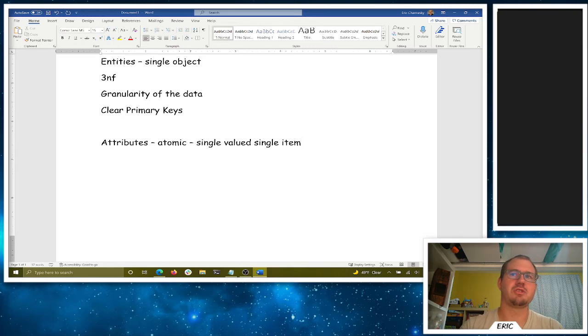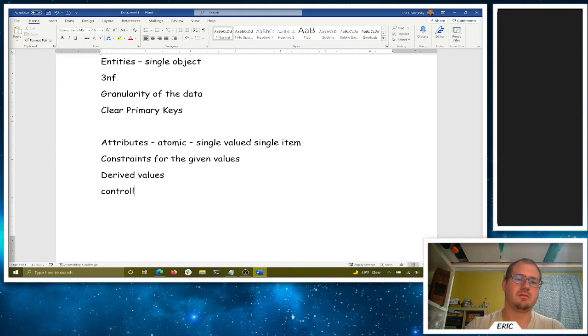Right, we need to make sure we know if there are any constraints for the given values. And that's the domain. What are the possible values here? What should they be? Whether or not we have anything that is derived values. Right? If we're going to be deriving some information from here, great. We need to have controlled redundancy.